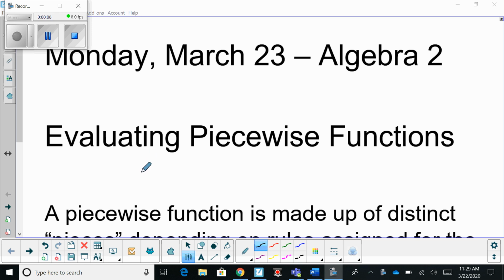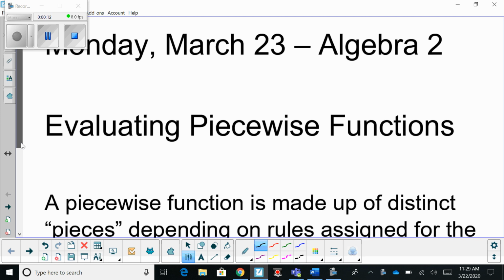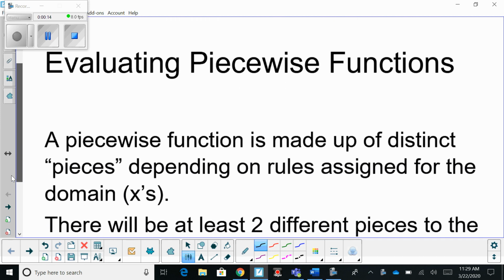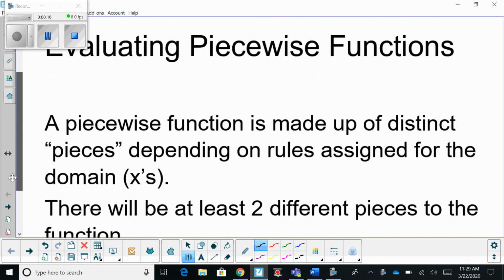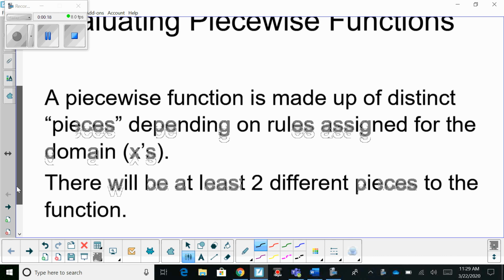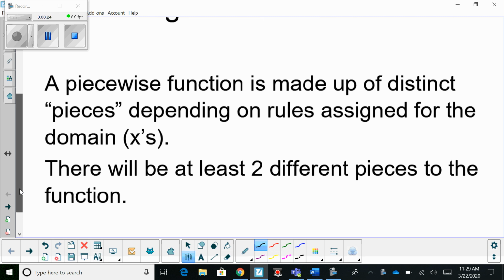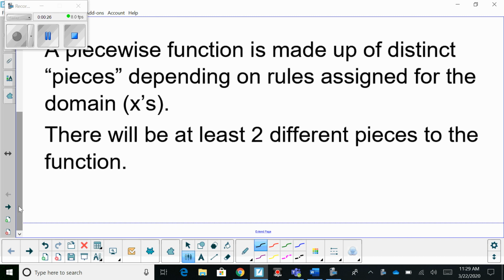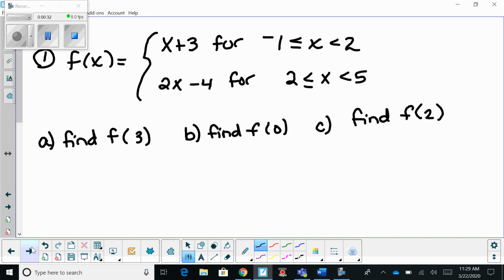And today in Algebra 2, we're going to be evaluating piecewise functions. A piecewise function is made up of distinct pieces depending on rules assigned for the domains, the x's. There will be at least two different pieces to the function. We will only be evaluating piecewise functions. We will not be graphing piecewise functions.